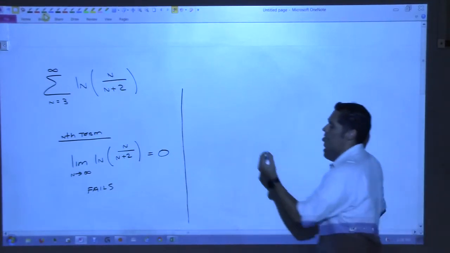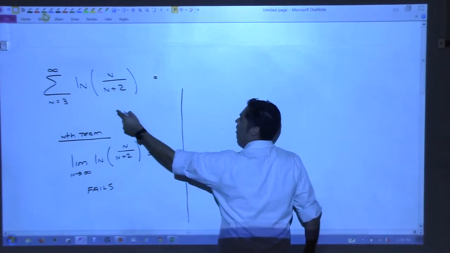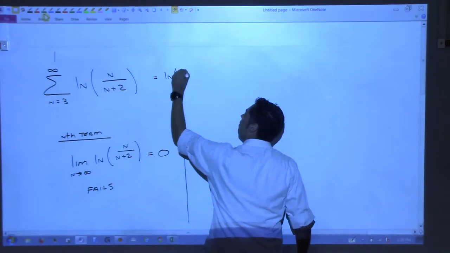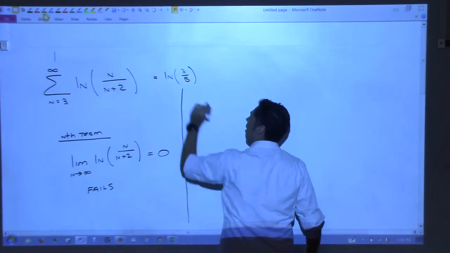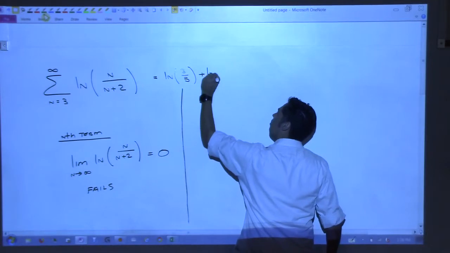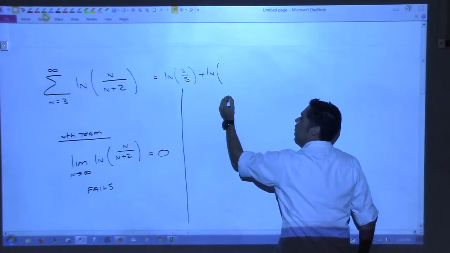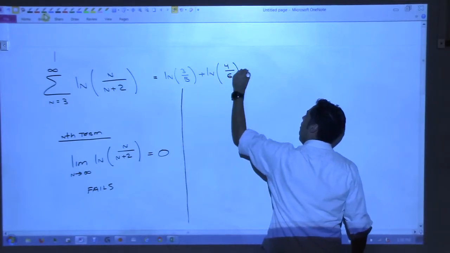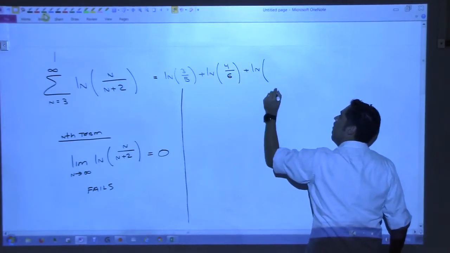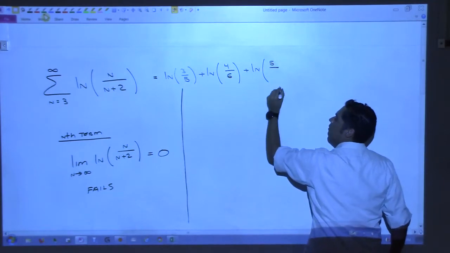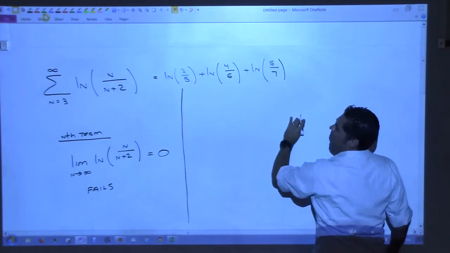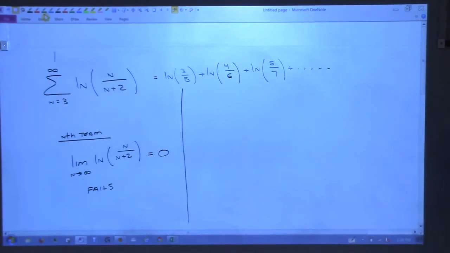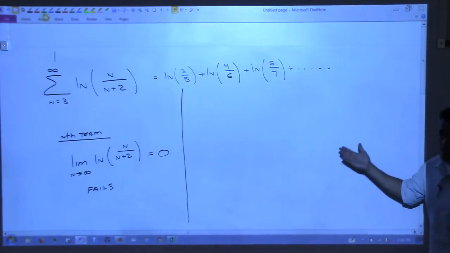So let's say we start writing things out. I'm starting at 3 here. So what happens? It would be natural log of 3/5, right? Plus natural log of, plug in 4, 4/6. We could reduce that, but natural log of 5/7. Am I doing that right? Yes, right? Plus dot, dot, dot. We're trying to figure out what that converges to, if it even converges.